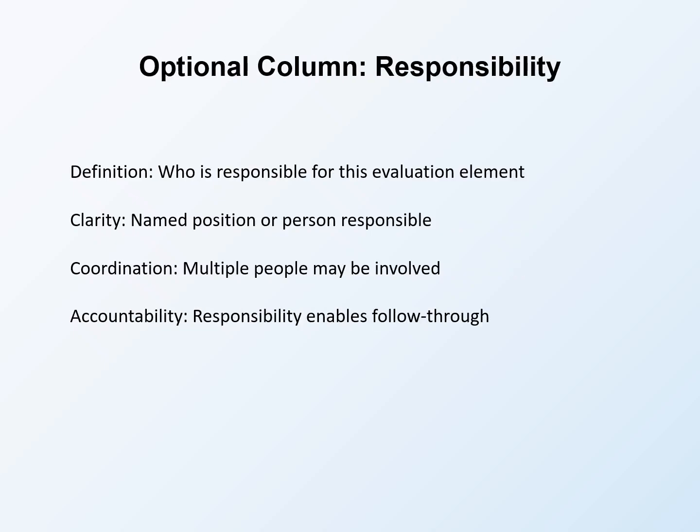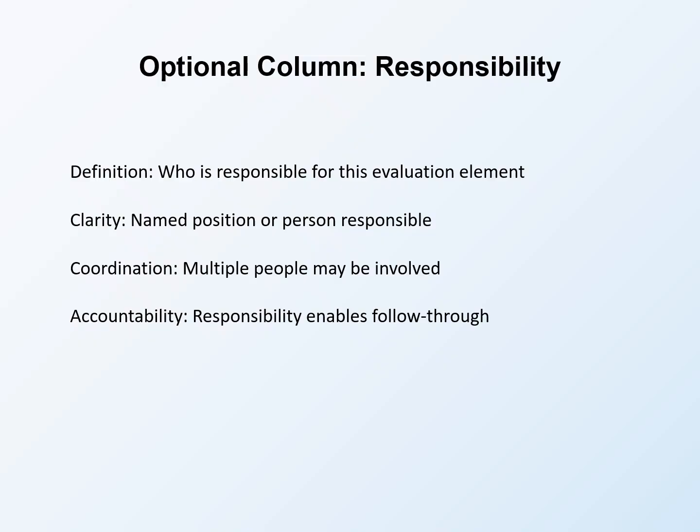Optional column responsibility assigns accountability for each evaluation activity. Including responsibility in your matrix clarifies who does what and ensures nothing falls through cracks. Staff positions responsible for data collection might include program staff, evaluation staff, or external evaluators depending on your evaluation structure. Name positions rather than individuals since personnel may change. Internal versus external responsibility distinctions matter for some evaluations. If using external evaluators, clarify which activities they lead versus which remain internal responsibilities. Role clarity prevents duplication and gaps.